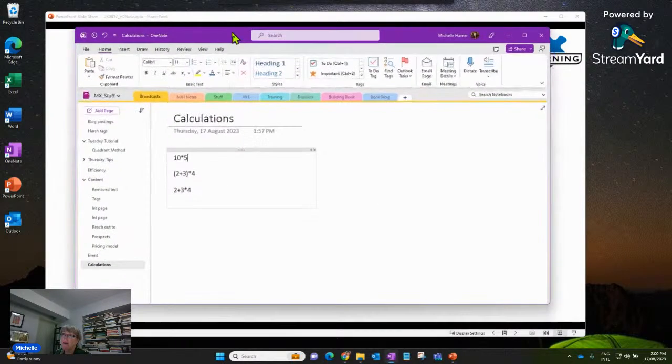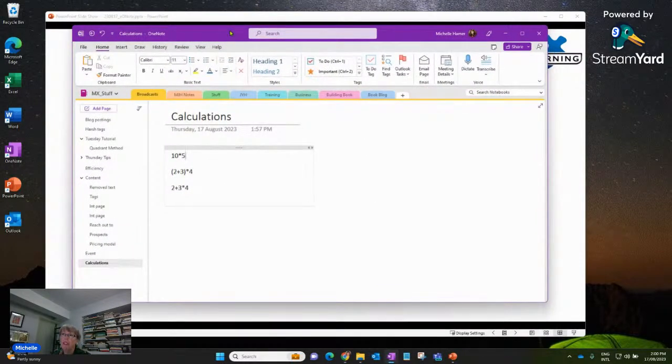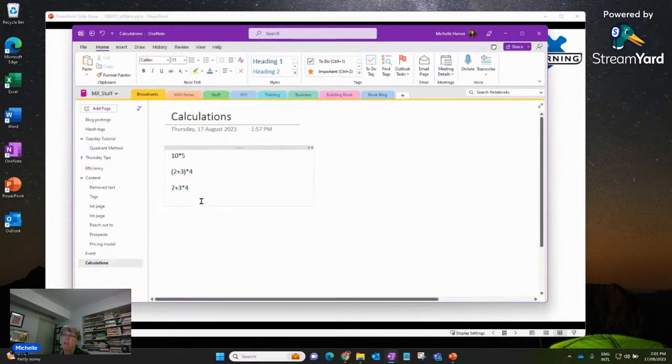Here I've got OneNote on the desktop, and you'll find that I've got the various tabs across the top with all the different names. And then inside the broadcast tab, I've got our calculations that we've got here. So this is the first one I'm going to have a look at.